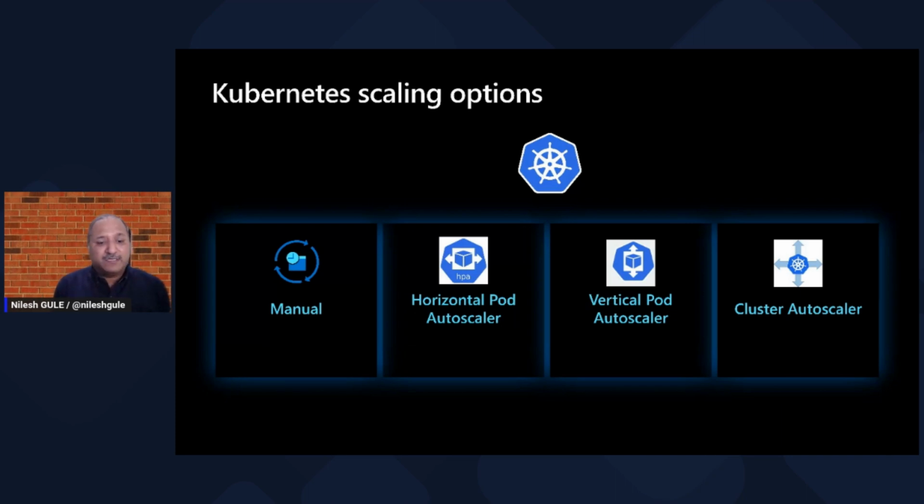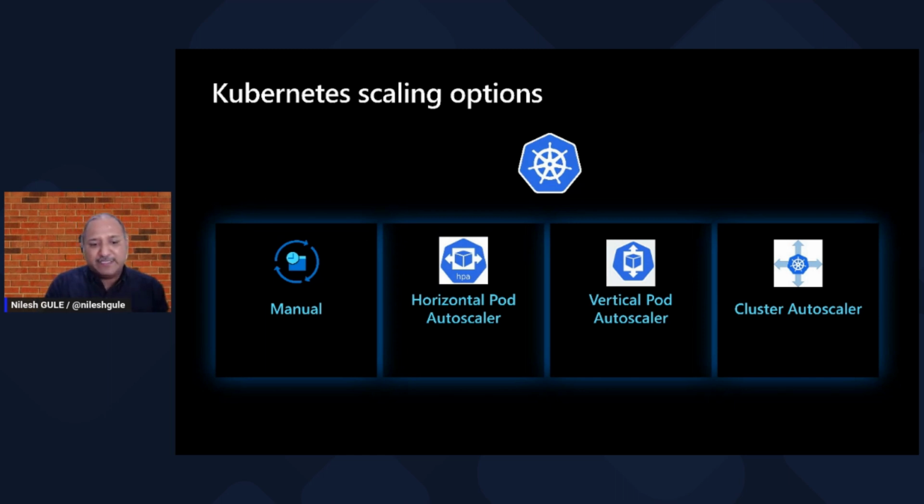Both the horizontal pod and vertical pod autoscalers are helpful when we have enough resources on our cluster. The last option, the cluster autoscaler, is for when we have a certain number of resources, but those resources themselves are not good enough to support the scaling needs.